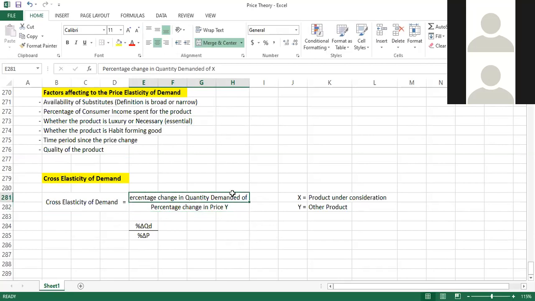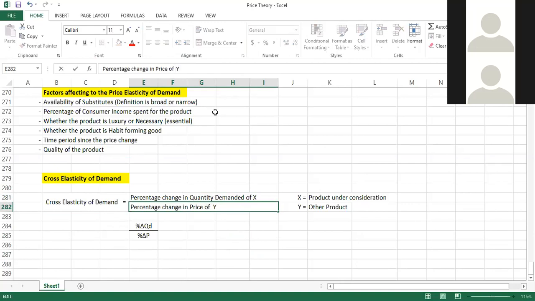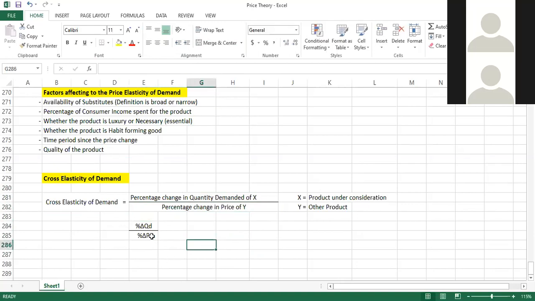What is the percentage change in the quantity demand of X? That is the meaning of cross elasticity of demand. The cross elasticity of demand means when the price of Y, the other product, changes, what is the percentage change in the quantity demand of X? That is the meaning of cross elasticity of demand.